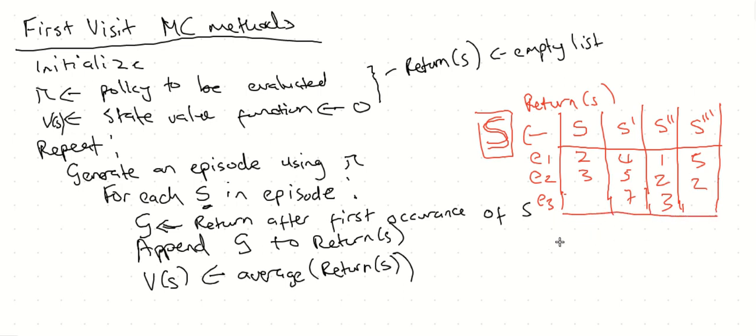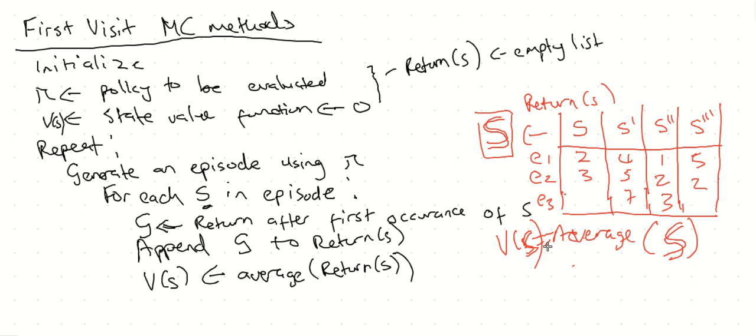So what are we going to do? We're going to average all of these for each state, and this will give us our value function for S. So this is what gives us our value function, by taking the average of all these returns. In episode 1, we get the return 2 in this state, return 4 in this state, return 1 in this state, and return 5 in that state. In episode 2, we also get a bunch of returns. In episode 3, we get a bunch of returns. Average out the returns, and we get the value of being in that state.